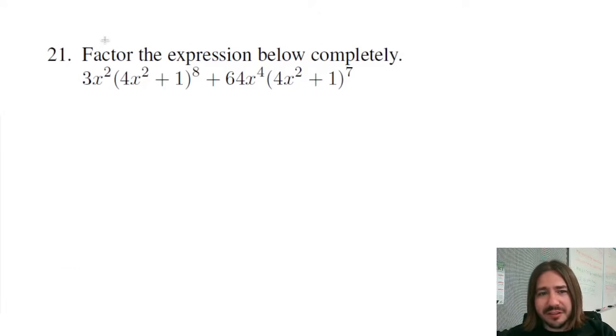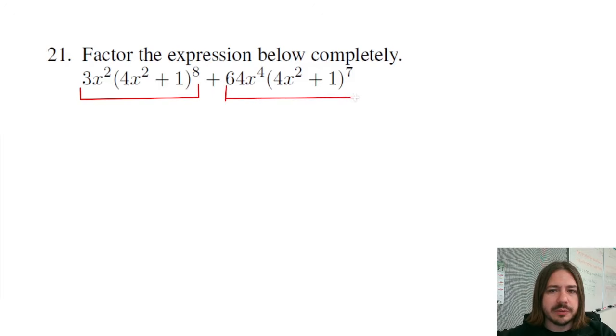So number 21 says factor the expression below completely, and then you just get this bonkers expression. What you need to do is look for, first, what is the GCF of this expression? In other words, what can we divide out from both major terms here? And what I'm really talking about, they're really not even terms, they're expressions, but I'm going to look at these two things in particular and say, okay, well, what can I divide out first from these coefficients? 3x squared and 64x squared. And the GCF there is just going to be x squared.